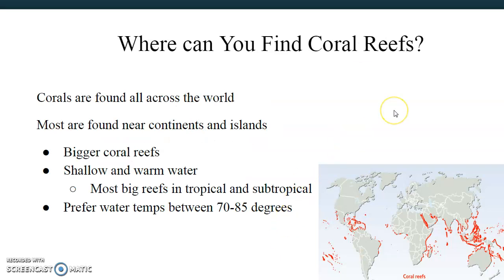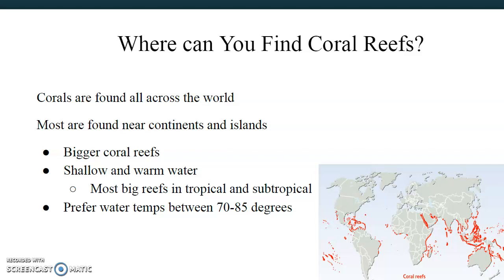So where can you find coral reefs? I have a picture down here, and every spot that's highlighted in red is where there are coral reefs found across the world. This is kind of showing that this problem isn't just in one place that's being affected, it's across the world. So this is really something that's affecting everywhere. That's one reason I wanted to bring this to attention.